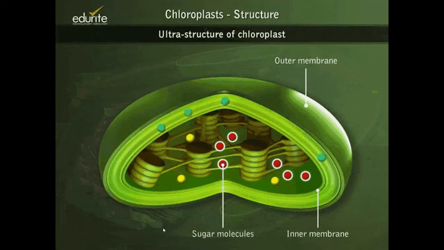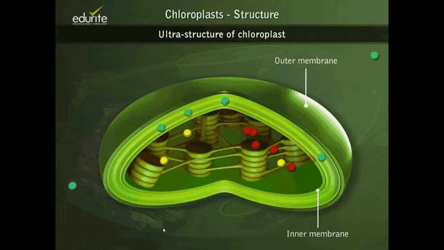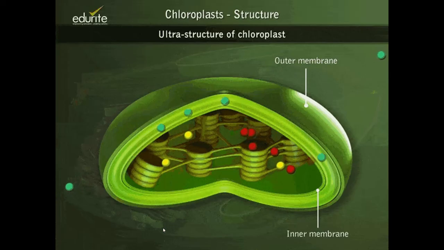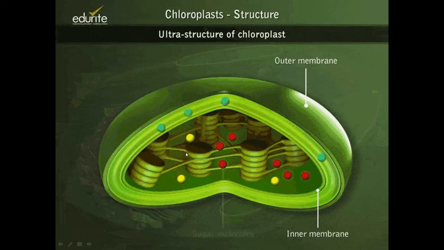Can you identify this organelle? Yes, this is chloroplast. Each chloroplast is covered by a double membrane. The inner membrane encloses a matrix called stroma and grana. You can see here the matrix is called stroma, and the plate-like structures are called grana. This grana has chlorophyll. Chlorophyll plays an important role in preparing food.